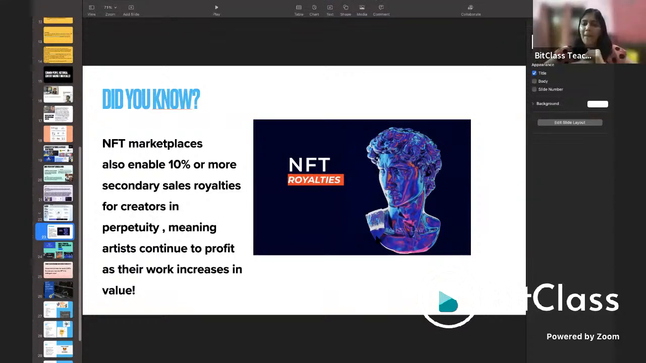Now, what will happen is, if someone buys from me for 100, they sell it for 1,000 rupees, I will get 100 rupees again. And if it gets sold again for 10,000, I'll get, how much? I'll get 1,000 rupees again, because I'm enabling 10% royalty. And as long as it keeps getting sold again and again, I'll keep earning money back and back without doing anything. It's pretty neat, right? So this was the NFT concept.